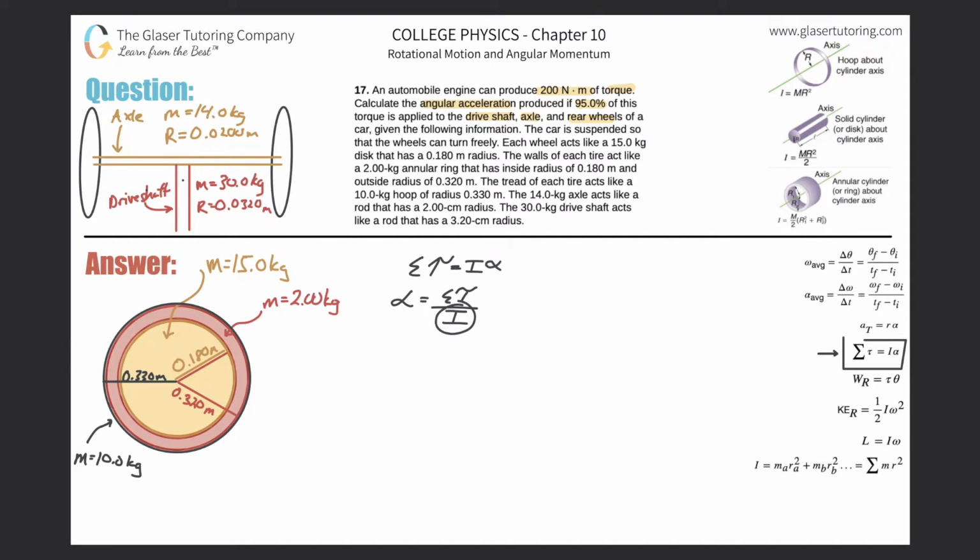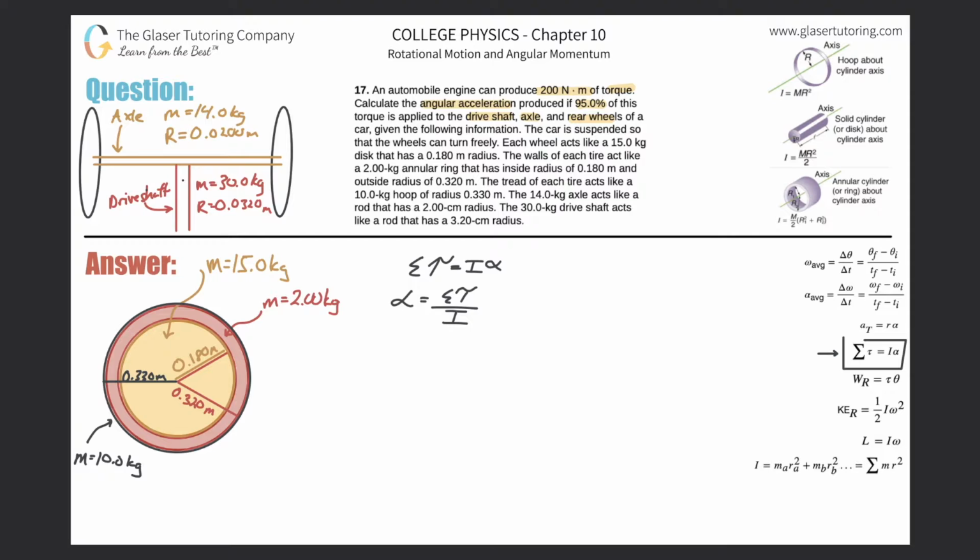Now the denominator, to find the total moment of inertia, if you look over here on the right-hand side, basically what they're saying is that the total moment of inertia is equal to the sum of the moments of each individual piece, however many pieces there are rotating in the problem. That should be a 3. So we need to think about what the total number of pieces is.